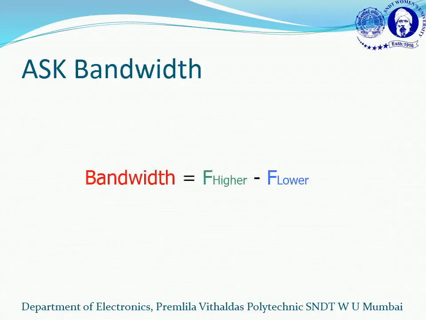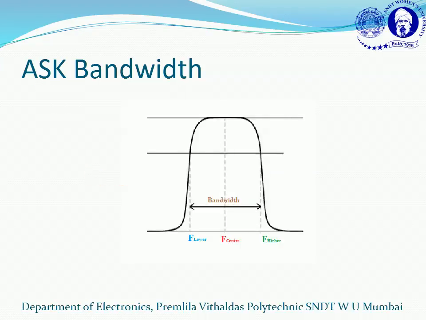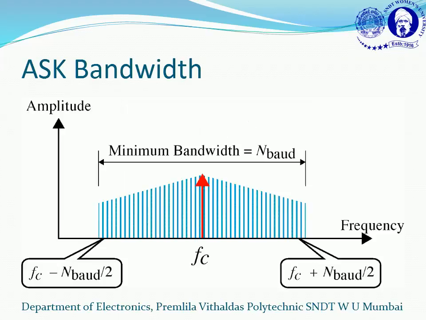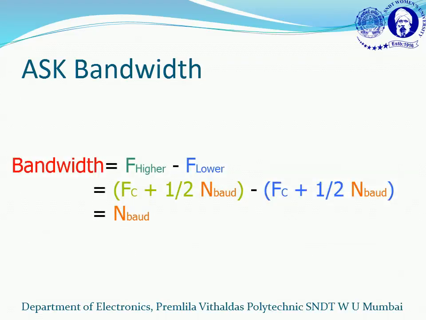The bandwidth is defined as the difference between two frequencies. One is a higher frequency and the other is a lower frequency. The bandwidth is always represented keeping the center frequency at the center. To find bandwidth, we should know the maximum frequency. The maximum frequency here is Fc plus half of N baud, whereas the minimum frequency is Fc minus half of N baud. So bandwidth is f max minus f min, which equals N baud.